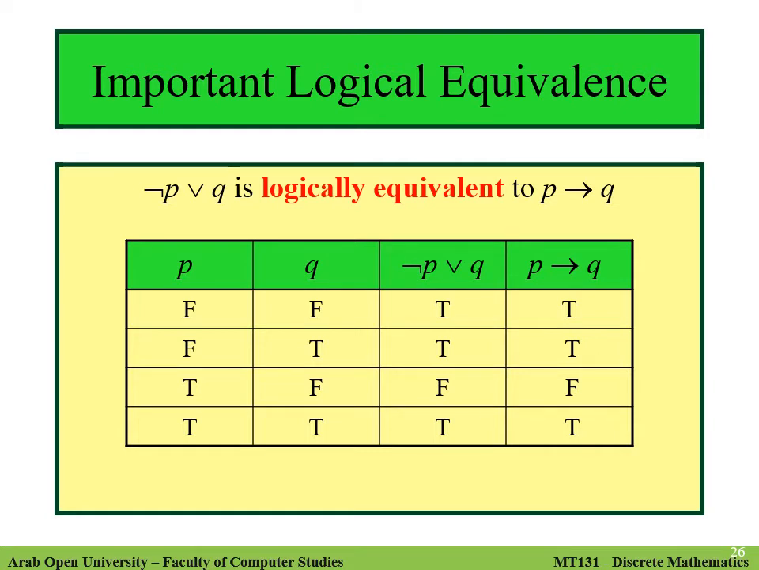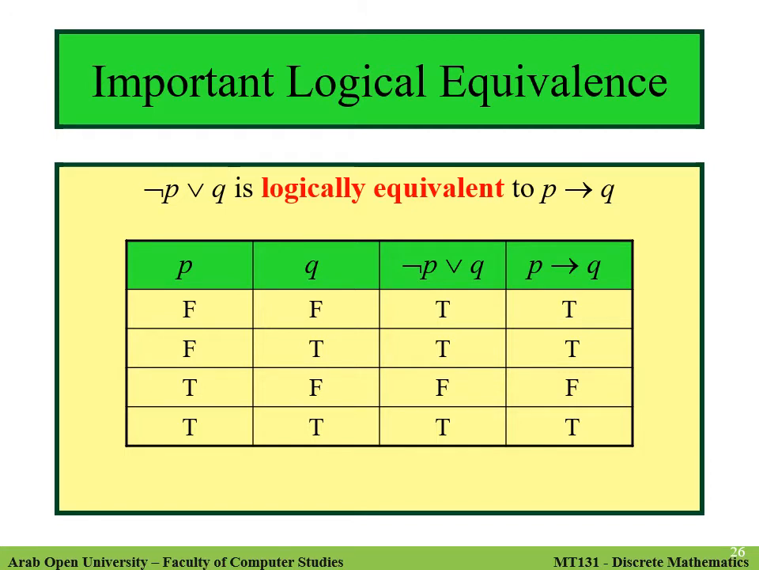But here is the truth table. Here you could use an extra column for not P. Here are the truth values for not P. This is the third column, not P or Q. And the last column, the fourth column, has the truth values for P implies Q.